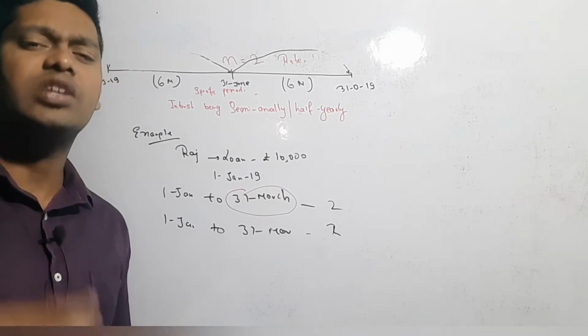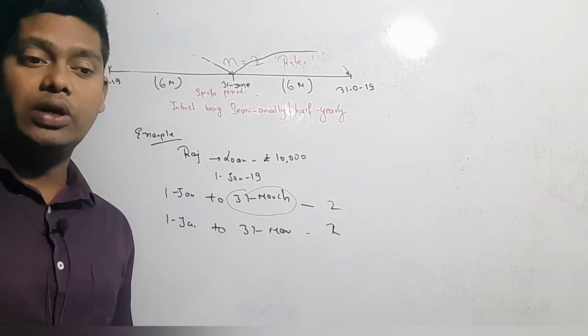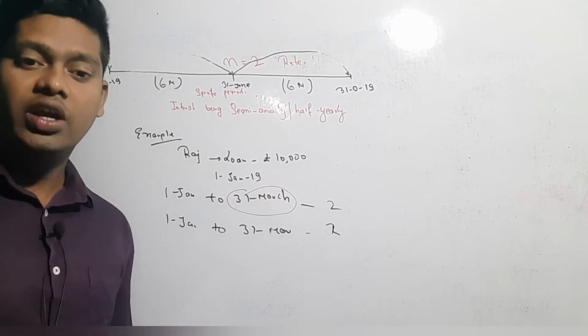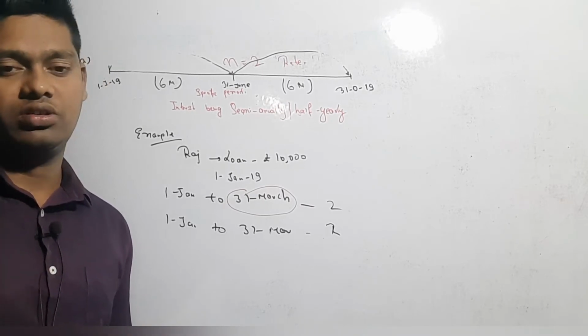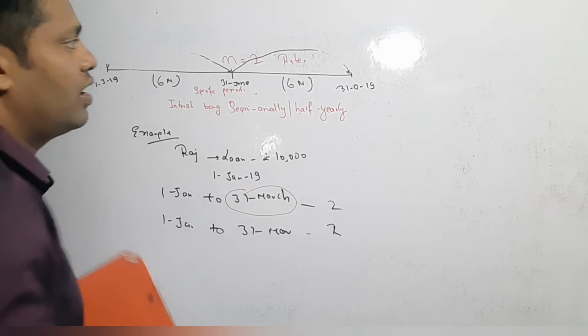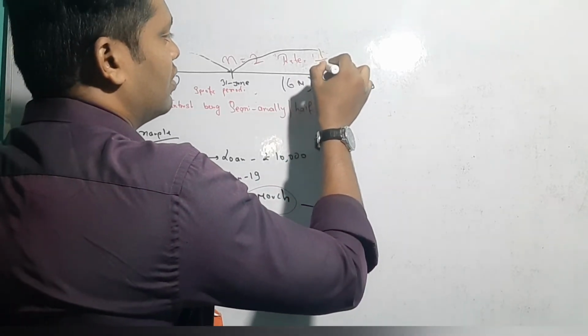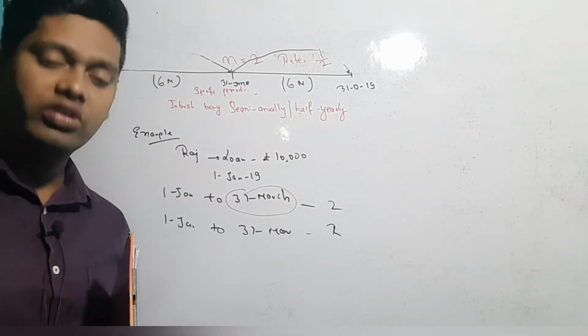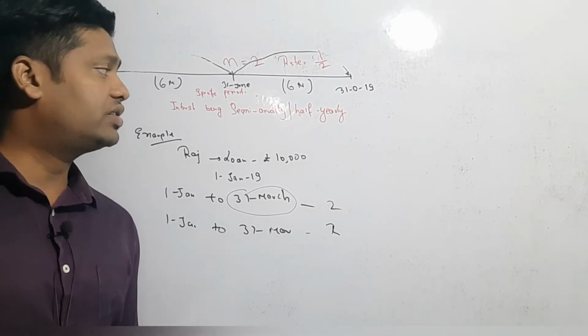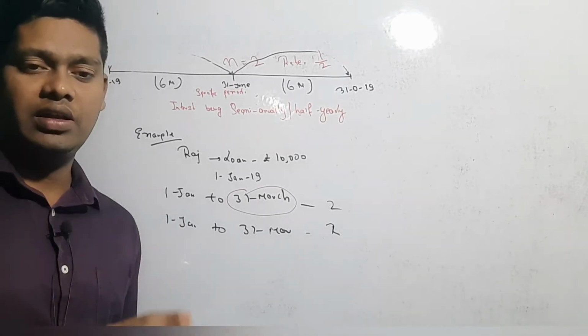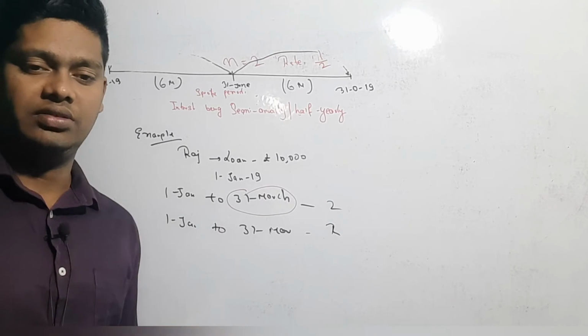Whatever interest they give you, 6.5, 7.5, 7 1 by 2, 7 3 by 2, 7 5 by 2, it will always be half of that interest. So the interest will be 1 by 2 of the interest they are going to give you. Clear? This is the case of semi-annually and half-yearly, and all remaining things will be constant as they are.